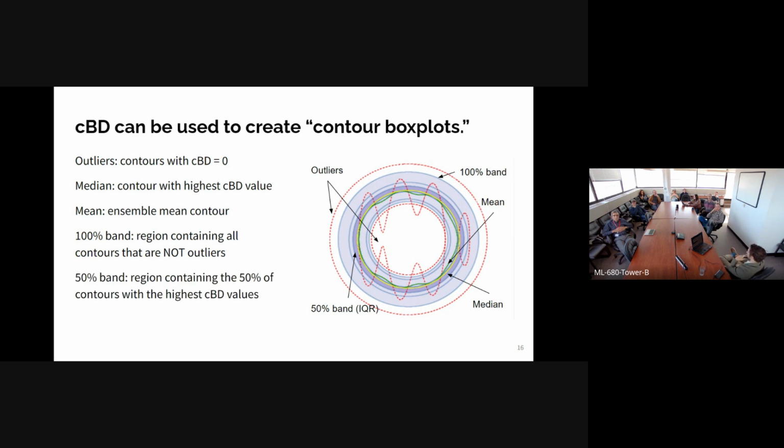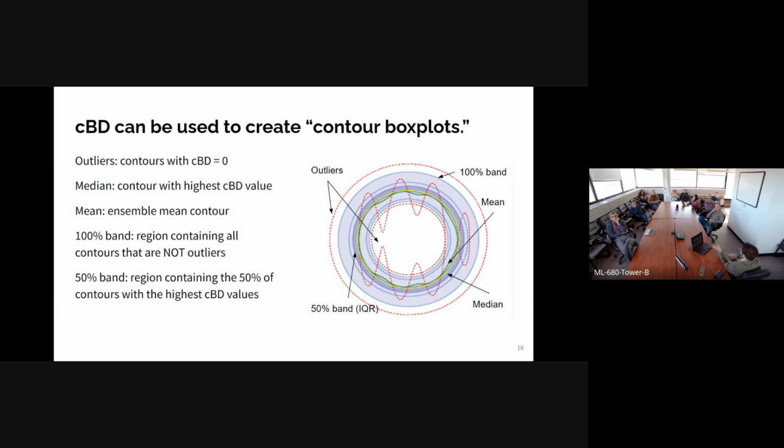Finally, we are going to take the 50% of contours with the highest band depth values and call that our 50% band and shade this in our slightly darker color. And what that does is it gives us something roughly like an interquartile range to start being able to interpret.